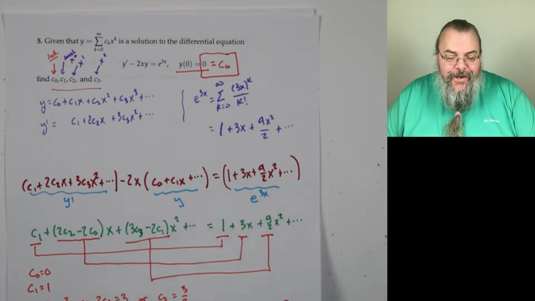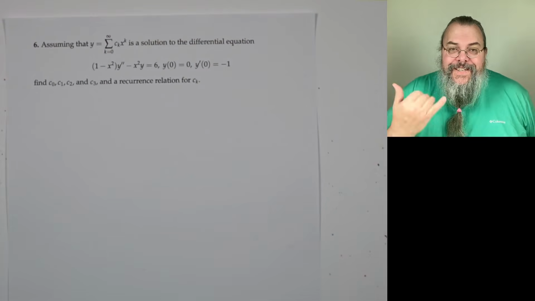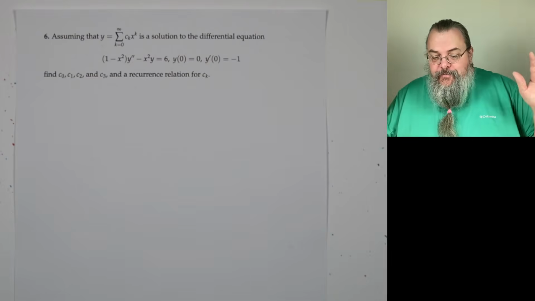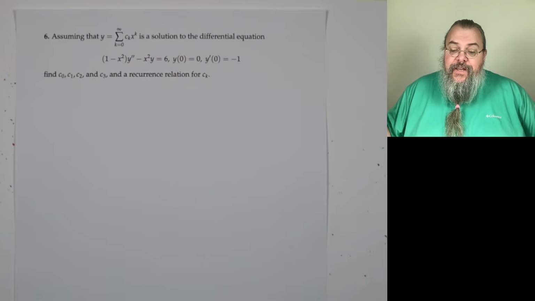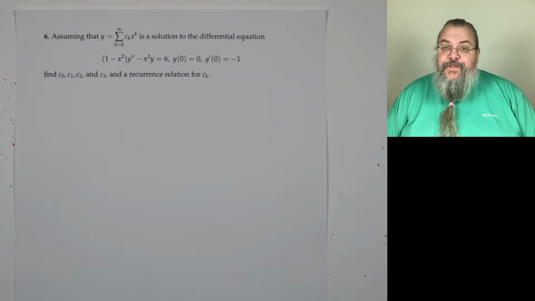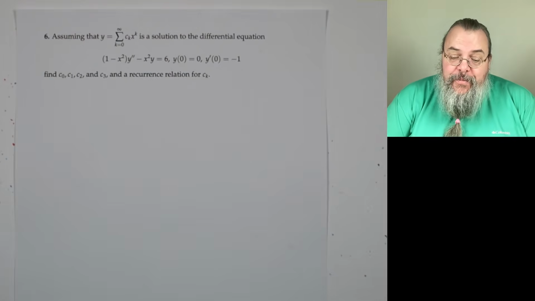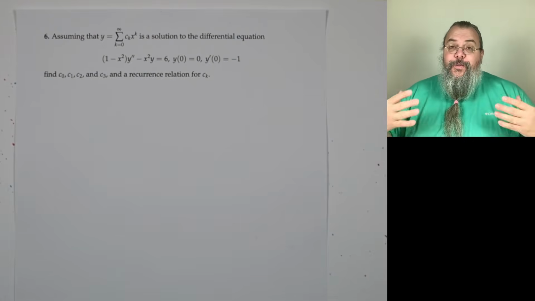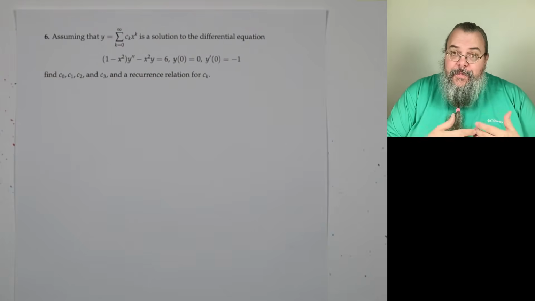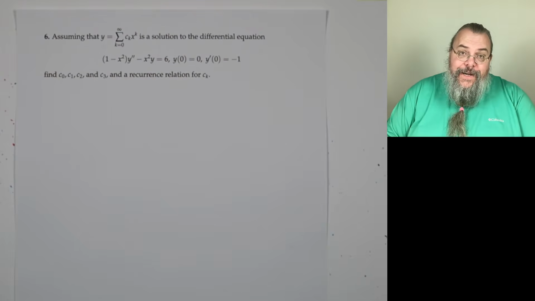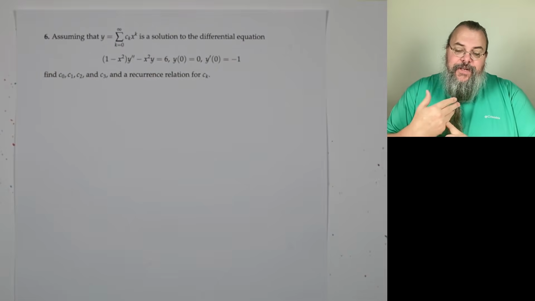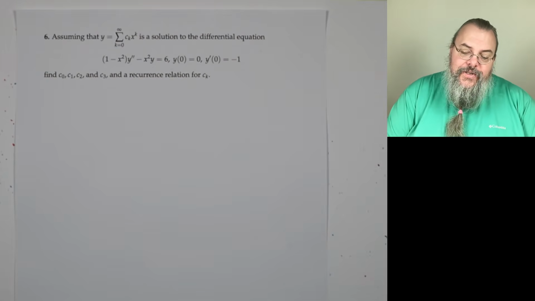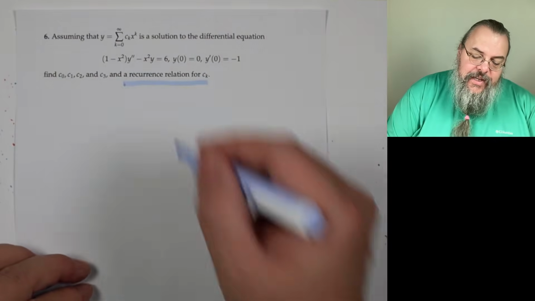And that leaves us with our one last problem. Number 6. Assuming that this y equals the sum ck x to the k is a solution to the differential equation 1 minus x squared y double prime minus x squared y equals 6, with y of 0 equals 0 and y prime of 0 equals minus 1, find c0, c1, c2, and c3. And a recurrence relationship.